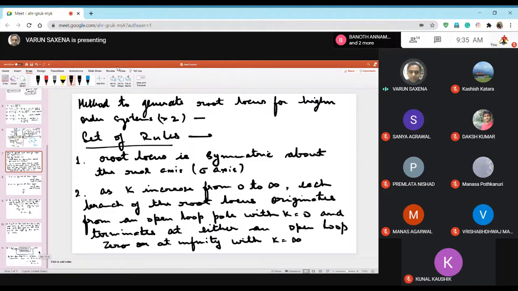But if you ask me where the branches will terminate, then you will look at the open loop zeros. But the question was how many branches exist. That depends on the number of poles, not on the number of zeros, according to this point. Okay, I hope I've answered your question. If there is nothing else, I can move ahead.